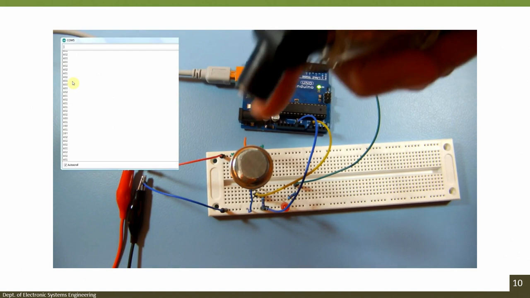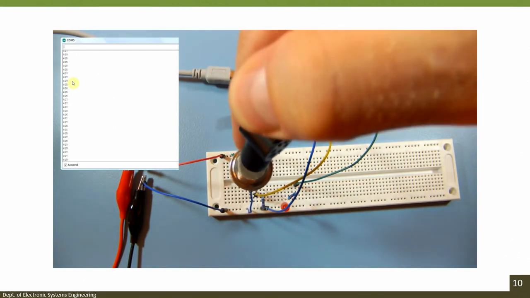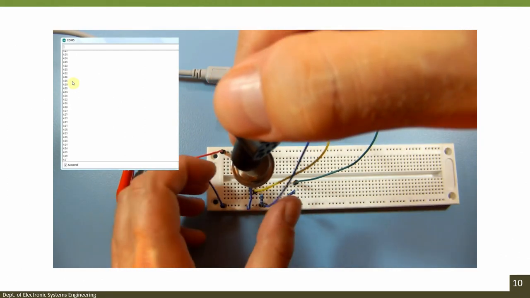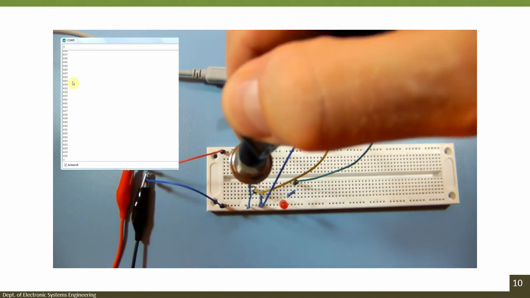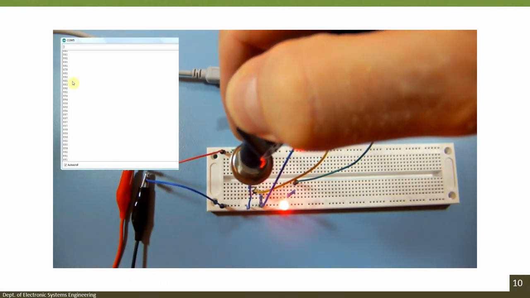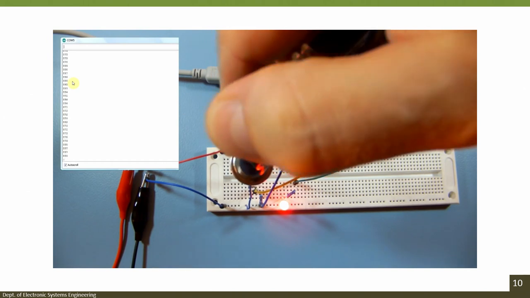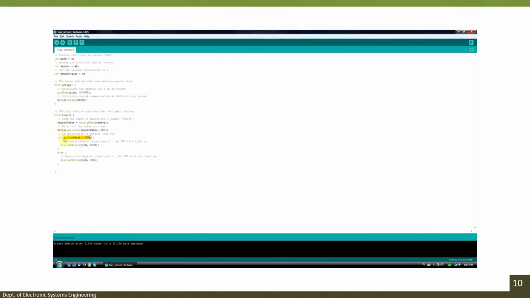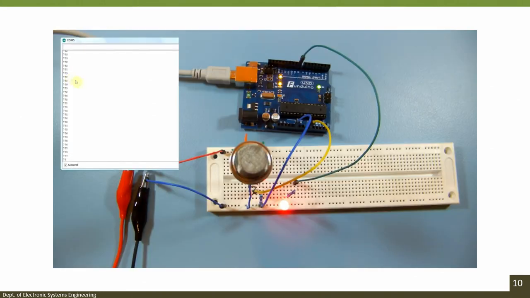Now I'll try to give my sensor some gas from a mini torch. As you can see, the value increases instantly. When it reaches 500, the LED lights up. You can adjust sensitivity by changing the sensor value in the code to match your needs. Now you know how to use a gas sensor with the Arduino.